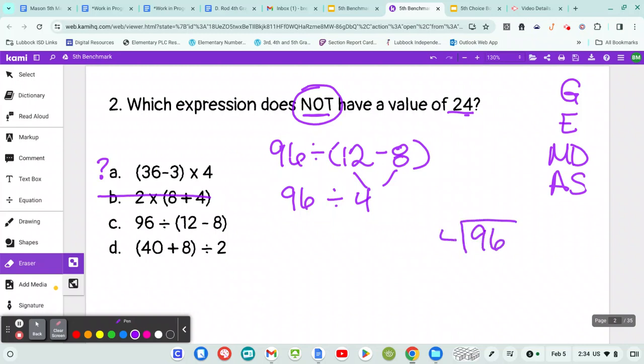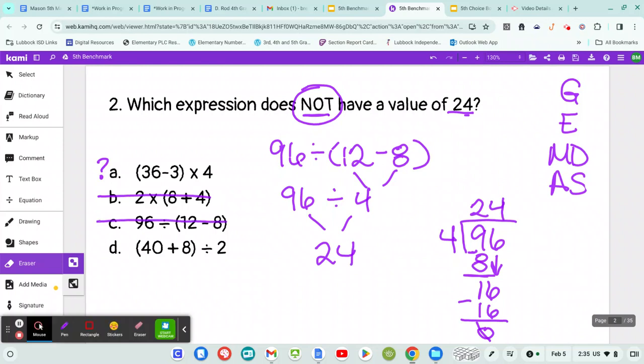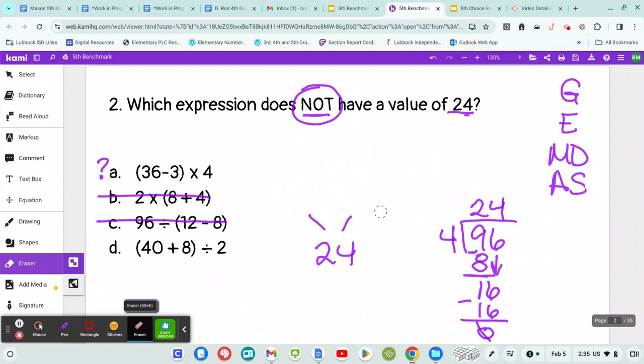Division gives me a smaller number, okay? So if the bank has $9, I know I can get my money 2 times. That leaves $1 in the bank. When I bring down my 6, now the bank has $16. I can get my money 4 times, right? So this equals 24. C cannot be our answer because it equals 24. We're looking for the answer that does not have a value of 24.